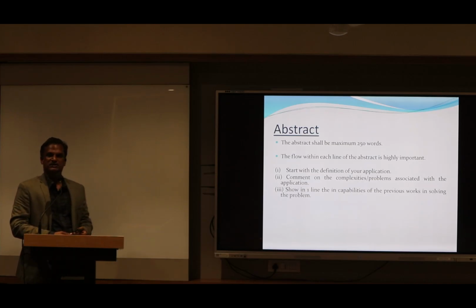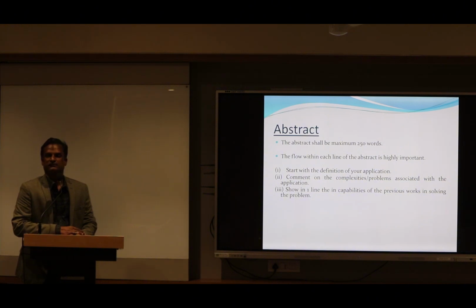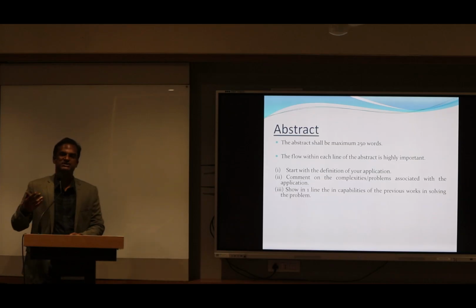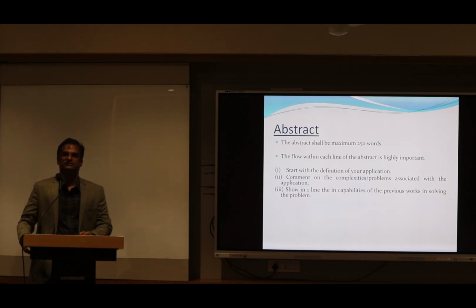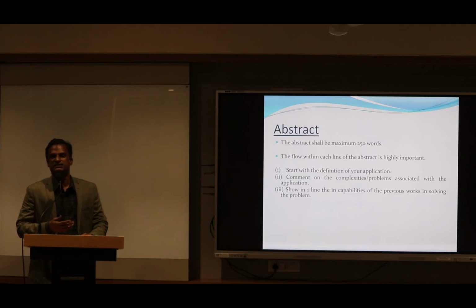Line number 3. Show the incapability of the previous researchers in solving this problem. Right? You need to clearly tell them, because they will ask, what is the need for me to publish your research article? So the third line should say that the literature survey reveals that there are plenty of papers, but still they are unable to find a solution for the problem.